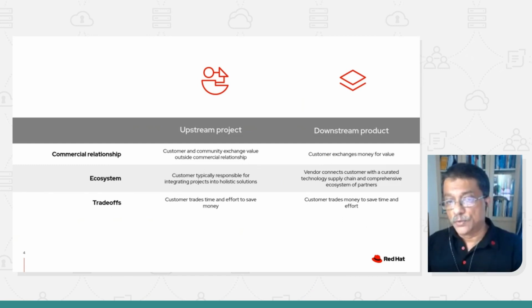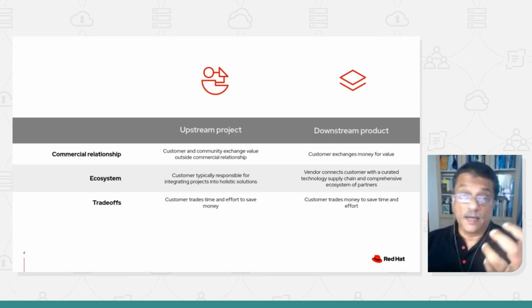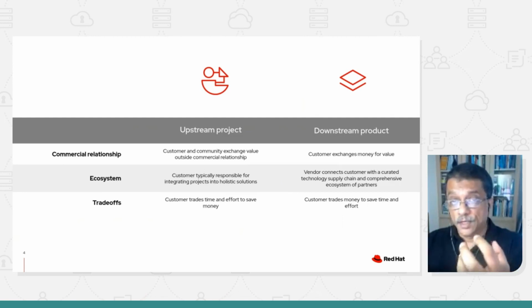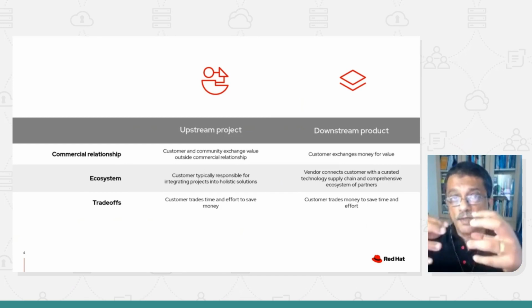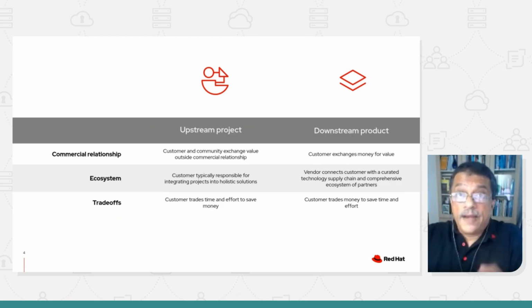Let me just walk you through three aspects around these two columns. The first one is around commercial relationships. What does that mean? In the case of an open source project, a customer and the community, and let's say, for example, Red Hat as a member of the community, we are working together for a common good. It is not for the common good of the customer in this case. It's the common good for everybody. It may end up being good for the customer, but that's not the primary focus.